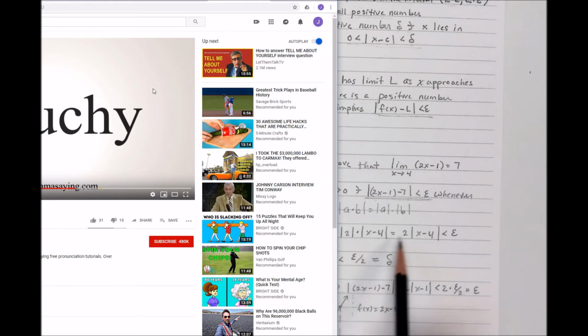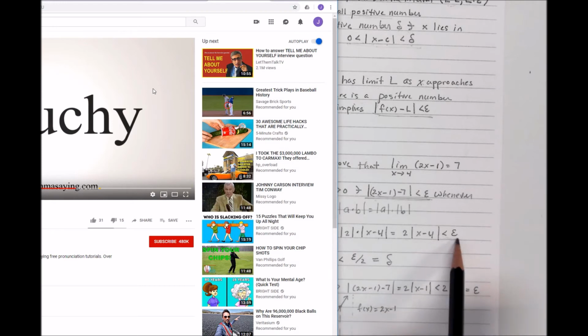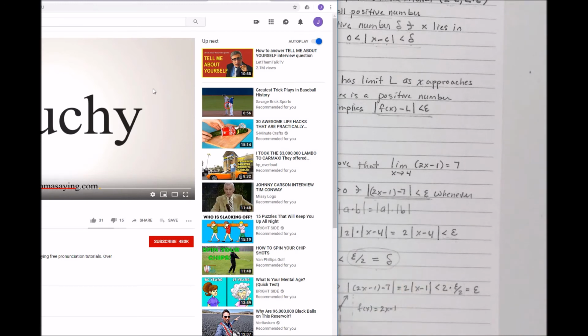Well remember, this is less than epsilon. If I divide both sides by 2, I get that the absolute value of x minus 4 is less than epsilon divided by 2. Well, that's this part right here. I have the absolute value of x minus 4 is less than delta. That's my epsilon over 2. That's the delta that I will find. So given any epsilon, my delta is just going to be half that number in this case.